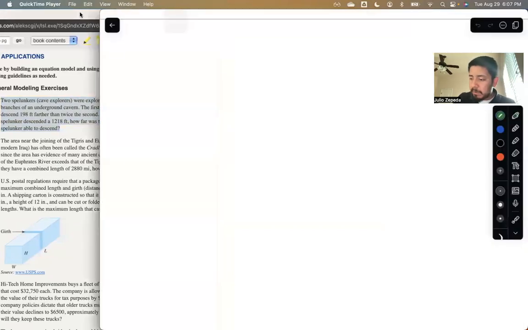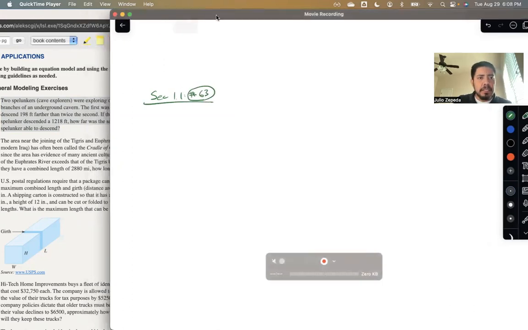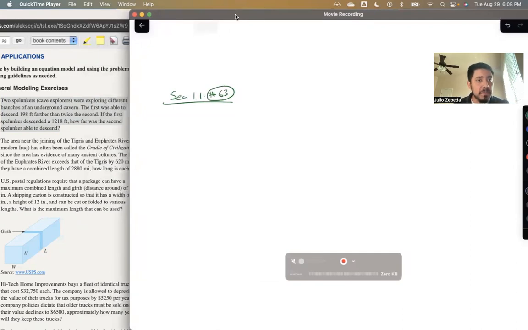Okay, so let's go ahead and read the problem, and then we'll try to solve it. So it says two spelunkers, cave explorers, were exploring different branches of an underground cavern. The first was able to descend 198 feet farther than twice the second. If the first spelunker descended 1,218 feet, how far was the second spelunker able to descend?